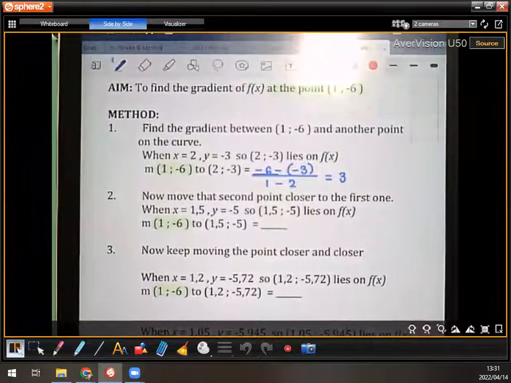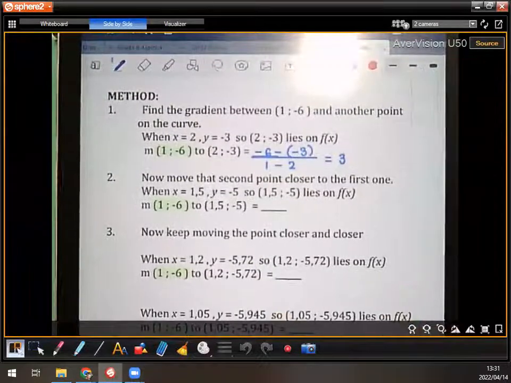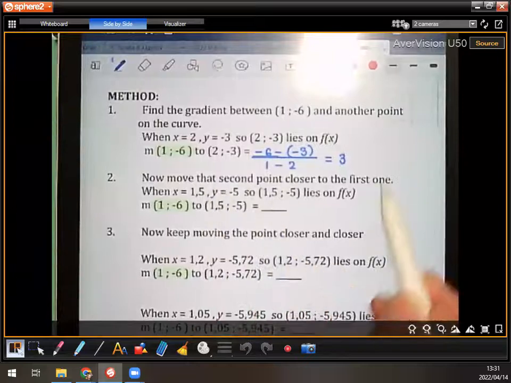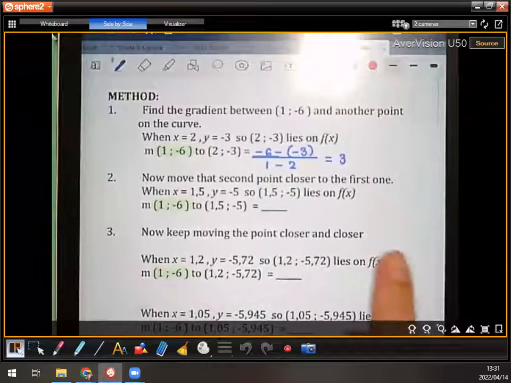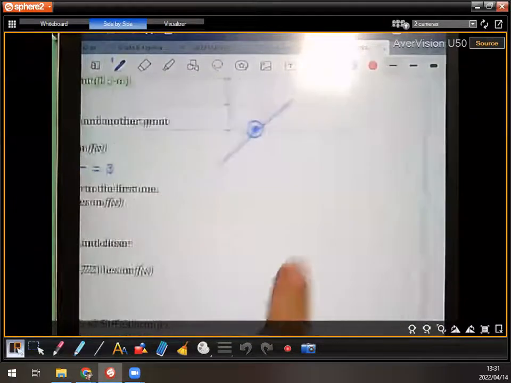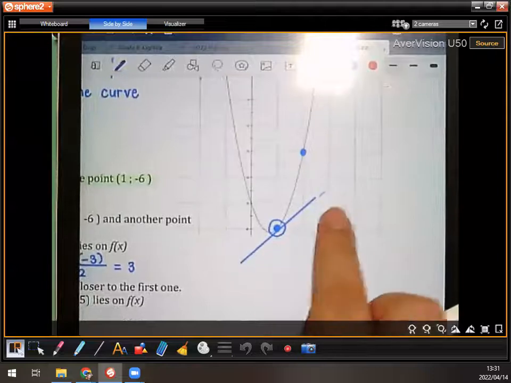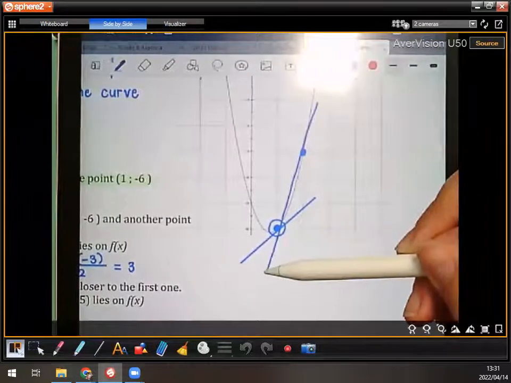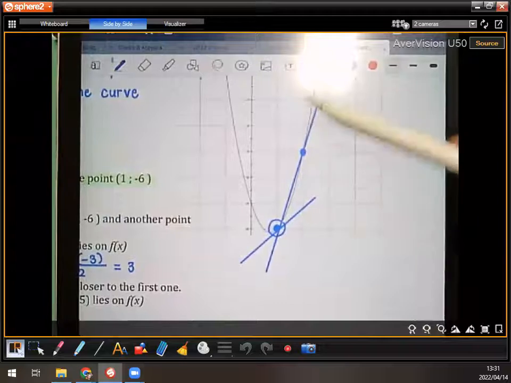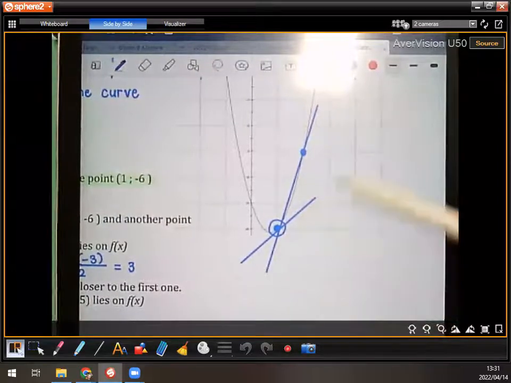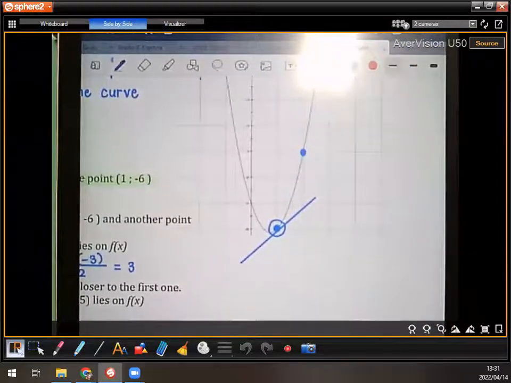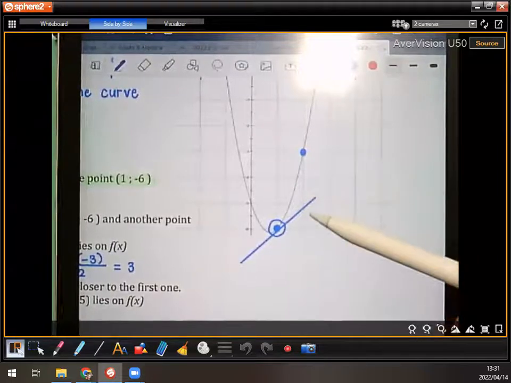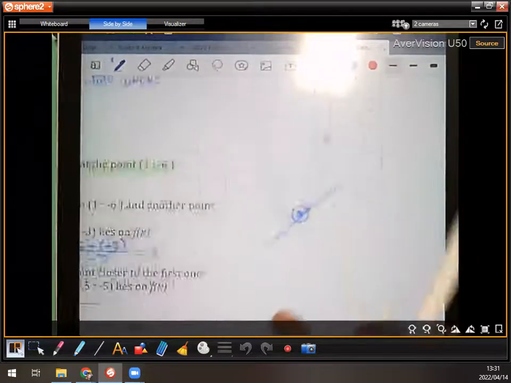Okay, now for the second calculation, guys. Now they're saying, move that second point closer to the first one. So instead of choosing a point 2, -3, which is quite far from this point, right? If I'm calculating the gradient between these 2 points, that is what I'm finding. That's obviously very far off of this gradient. So let's choose another point that's actually closer to this one, because then we'll get a gradient that is closer to the one that we're looking for.